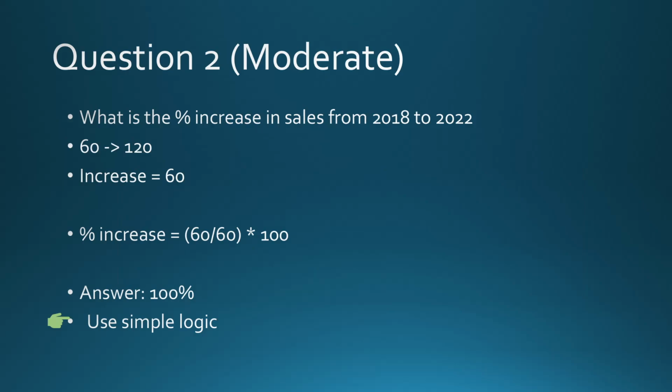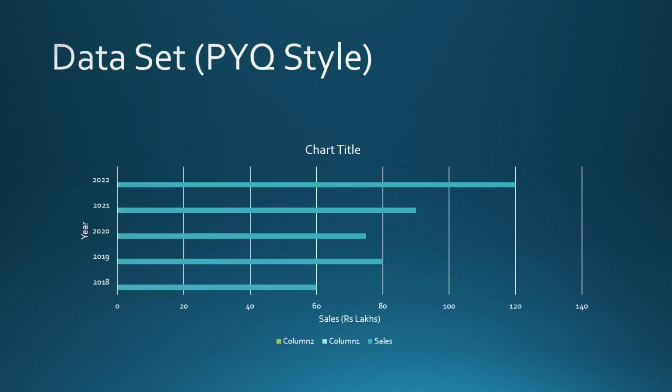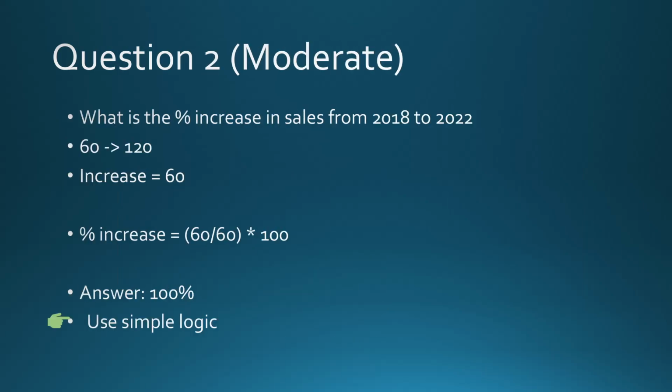What is the percentage increase in sales from 2018 to 22? Again, we'll identify values from the bar graph. In 2018 it is 60, and in 2022 it's 120. So what is the difference? 60. So percentage increase is how much? 60 by 60 into 100. The answer is 100%. Use simple logic. Now think, if something doubles from 60 to 120, that's a 100% increase. No need for a heavy formula.